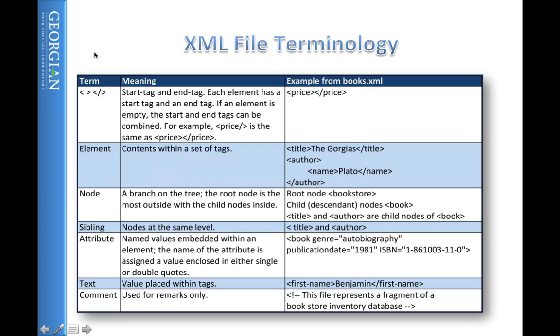And here's some XML terminology, right? You have your start tag and your end tag; your elements, which are the contents within a set of tags; your node, which is a branch in the tree; siblings, nodes on the same level; attribute, anything that's named and embedded within an element, like a genre or something like that; and then text, any value that's inside the tags. And a comment: sometimes we want to use this for remarks only, putting it inside your XML document to describe the data as well.